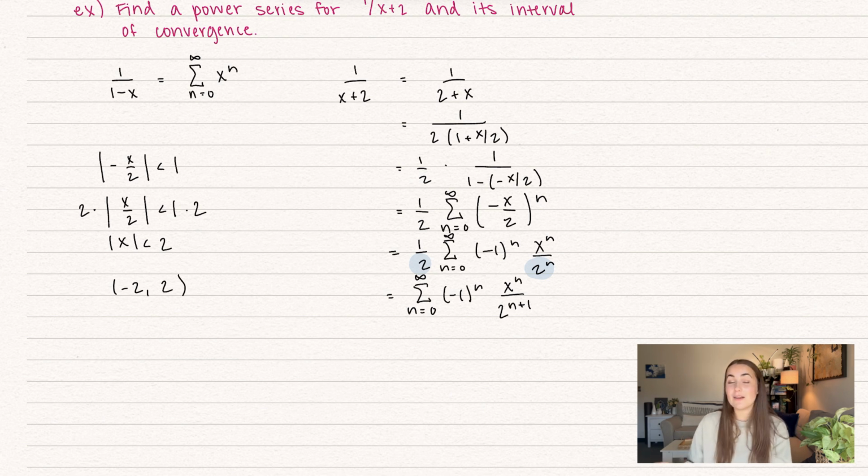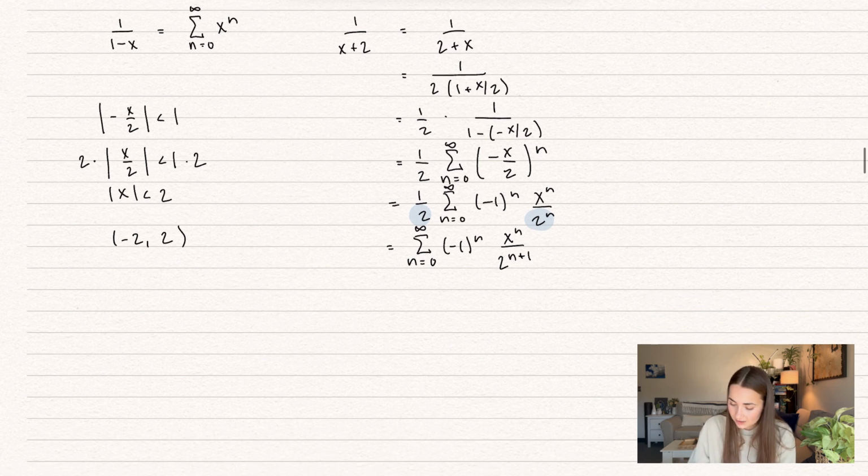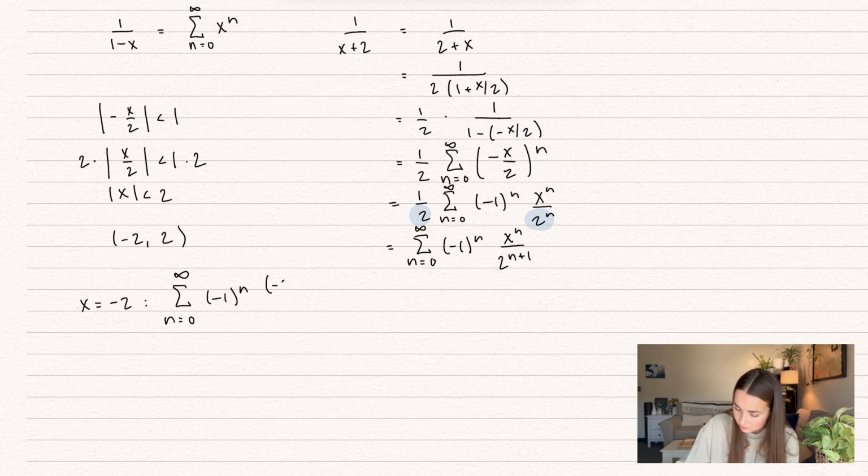Remember, you also have to check if the endpoints are going to be inside that interval, right? Maybe it converges at an endpoint. So let's go ahead and try plugging in a value. Let's just plug in x equals negative 2 first. Here we have the summation, n equals 0 to infinity, negative 1 to the n, and that becomes negative 2 to the n divided by 2 to the n plus 1.